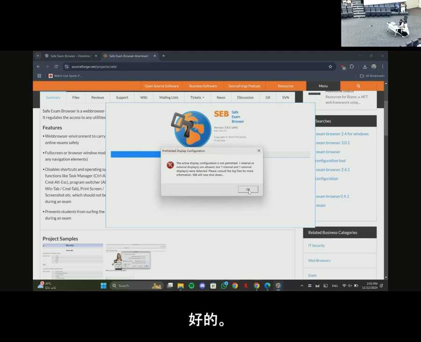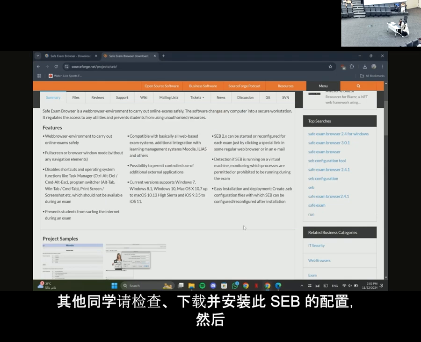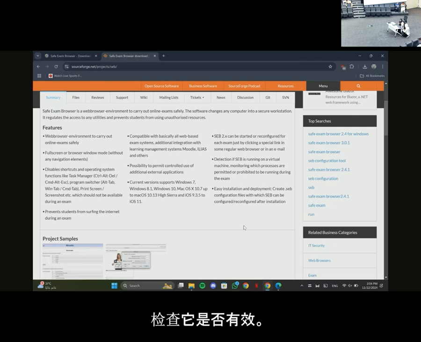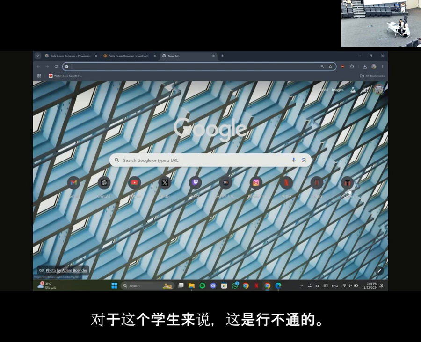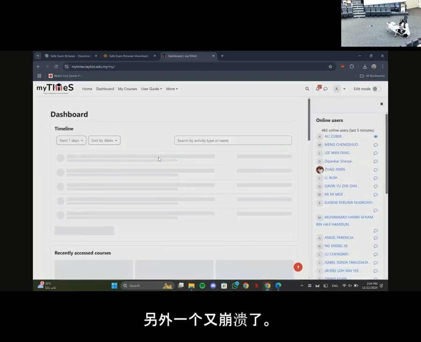Okay, so both of these students, and other students, please check, download, and install the configuration for this SEB and check if it works or not. For this student, it's not working. For the other one, again, it's crashed.